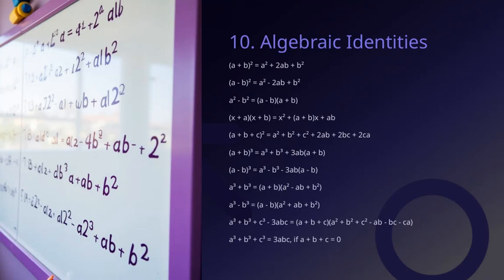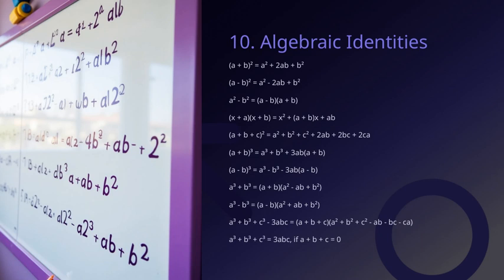Let's dive into some algebraic identities that are fundamental in simplifying complex expressions and solving equations. First, we have the square of a binomial, (a plus b) squared. This expands to a squared plus 2ab plus b squared. Similarly, for (a minus b) squared, the expansion is a squared minus 2ab plus b squared. Next, there's a very useful difference of squares. a squared minus b squared equals (a minus b)(a plus b). This allows us to factor quadratic expressions quickly.